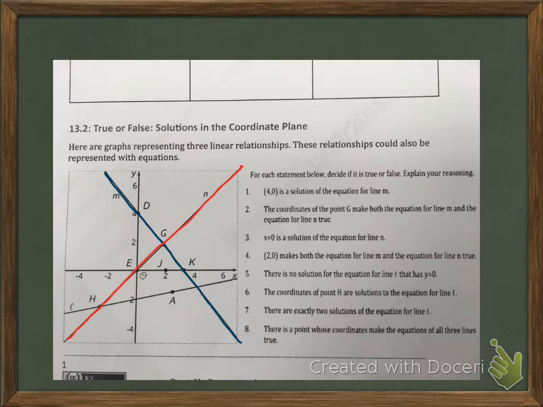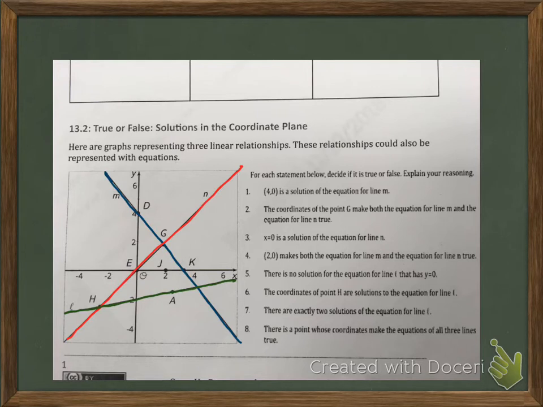And here's line L. And that way you can see that the X and Y axis are the black lines. Just helps you kind of distinguish between them. And we're going to decide if each statement is true or false, and you'll choose your answer on Edpuzzle, and then we'll go over it. So for each statement, decide if it's true or false, and we're going to take a look at that.